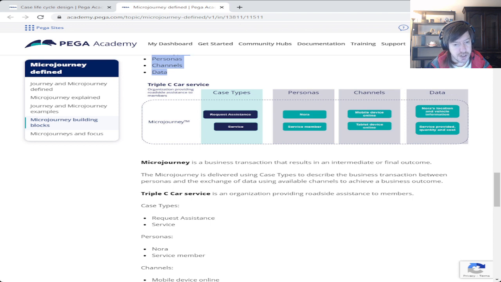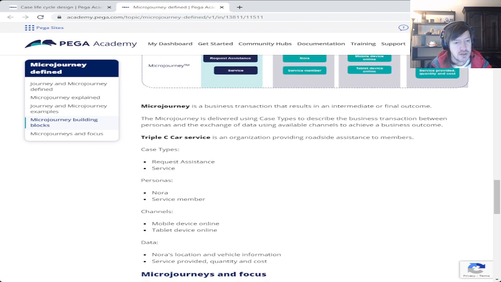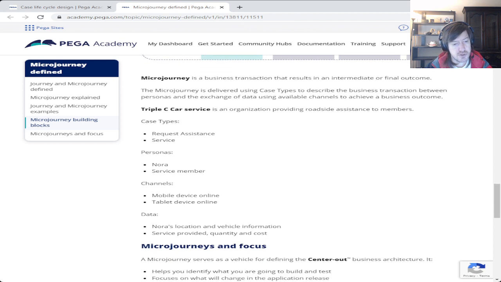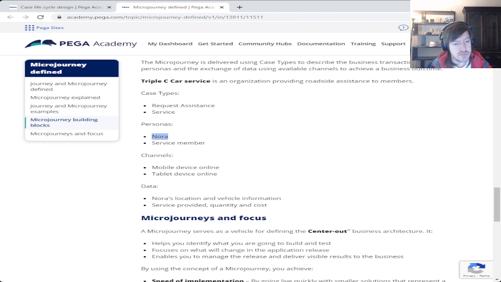A microjourney is a business transaction that results in an intermediate or final outcome. The microjourney is delivered using case types to describe the business transaction between personas and the exchange of data using available channels to achieve a business outcome. Triple C Car Services organization providing roadside assistance to members. Case types, no. Personas, no. Channels, that was never clarified.